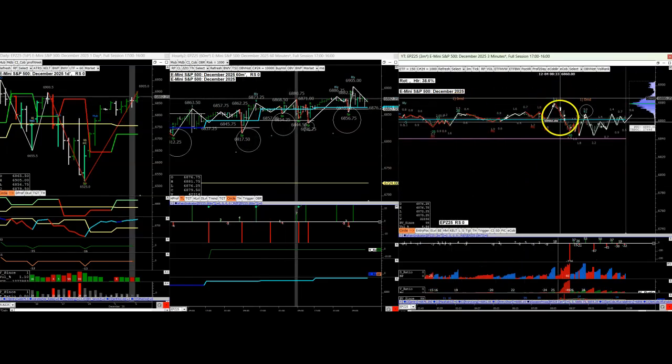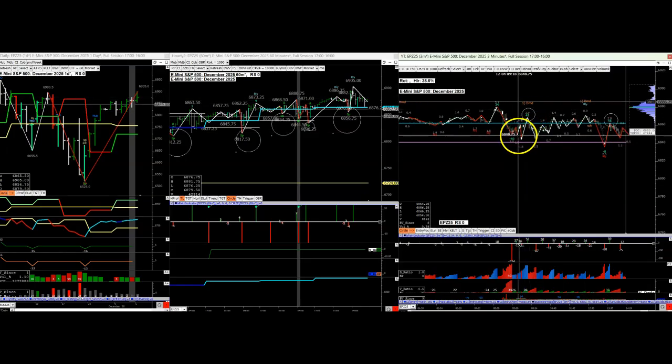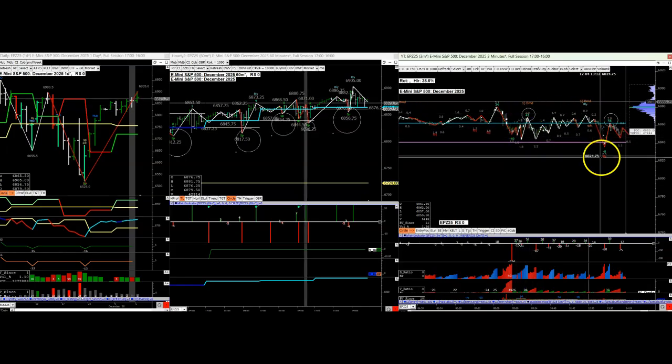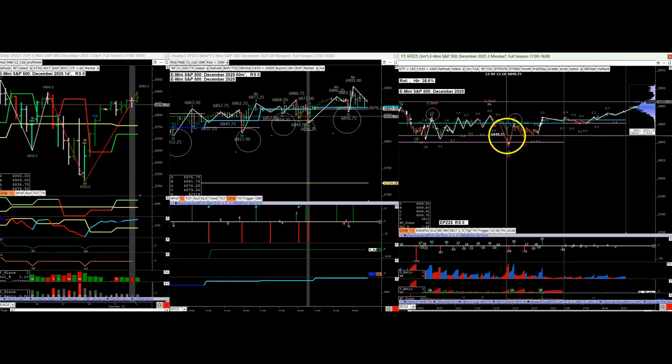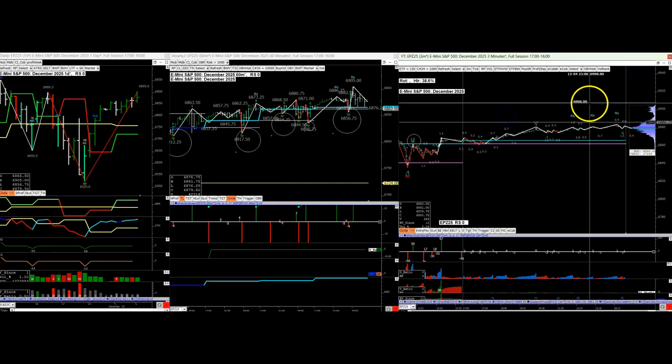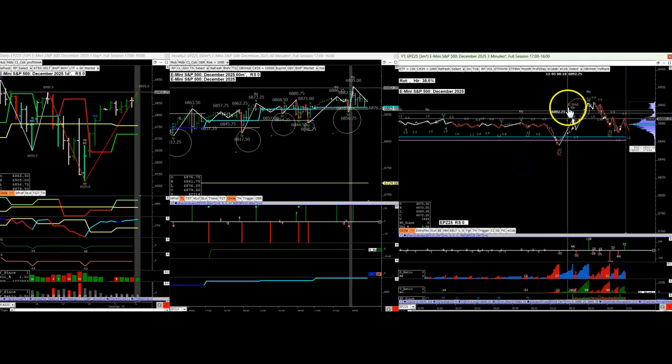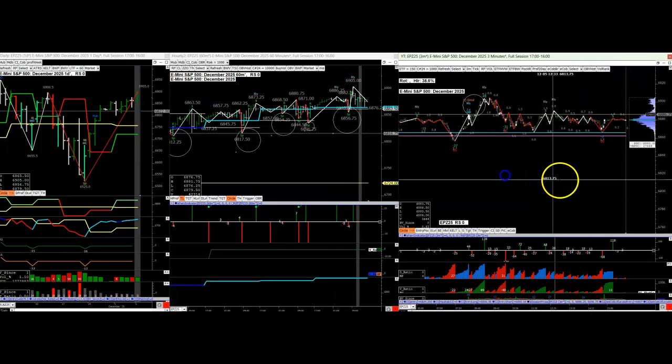Strength, pop, go. 41 waves, pop, go. Respring, buying activity comes back in. Test, go. Right here.